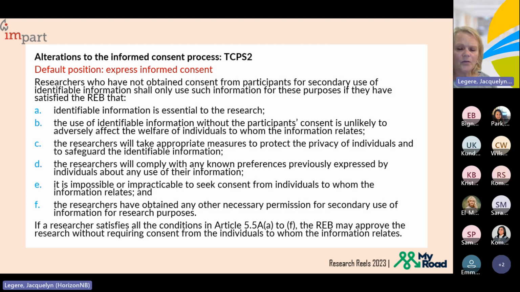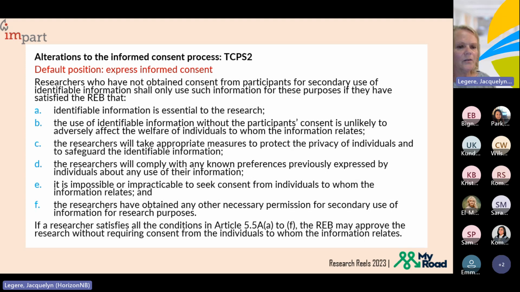Then you'll take appropriate measures to protect their privacy, and comply with any known preferences previously expressed. That is, somebody, if they're admitted to hospital, can indicate that they don't want anybody other than their immediate clinical team accessing their information. So they're flagged in the system in that way, and then we wouldn't include their information. It's impossible or impracticable to seek consent. This is the one really that, I wouldn't say it's most important, but it's probably the most important to demonstrate.